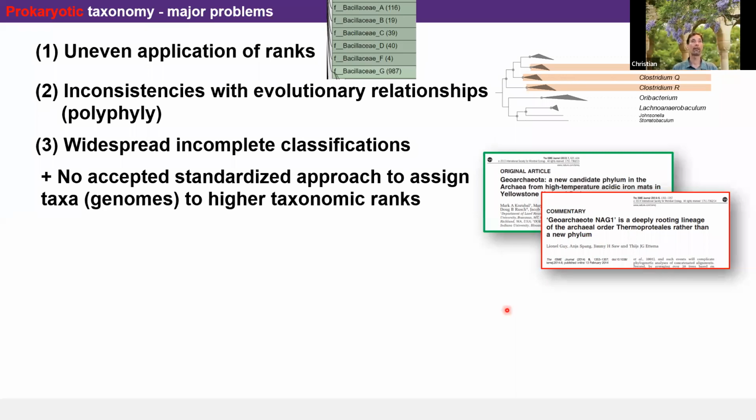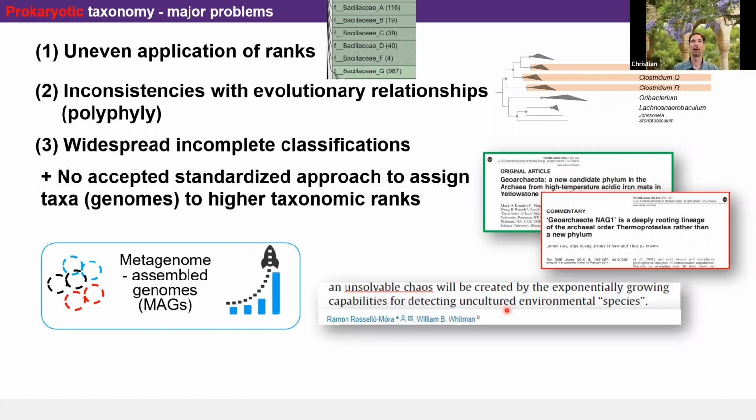Okay, so I guess the message here is that there are several issues in the current taxonomy. Is that getting any better? You probably know the answer already. No, it's going to be the opposite, right? We are still adding many new metagenome assembled genomes, MAGs, to public databases, to taxonomies. So that will end in what some people have feared is going to be an unresolvable chaos, if we don't fix those issues I mentioned up there.